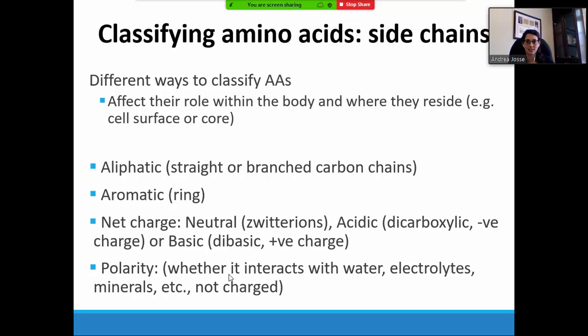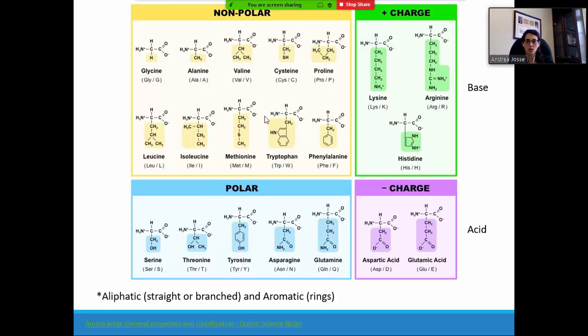You can also, again, classify amino acids based on polarity, and I've talked a little bit about this already. So whether they interact with water, electrolytes, minerals, etc. Now, these polar amino acids are not charged necessarily, so they don't have an acidic or basic charge, but they are polar, which means they can accept or donate hydrogen ions. So if we look over here, these are the non-polar versus the polar amino acids. We can see here that most of the polar amino acids either have an OH group or a double bonded O or something of that nature where they're able to donate or accept hydrogen ions.